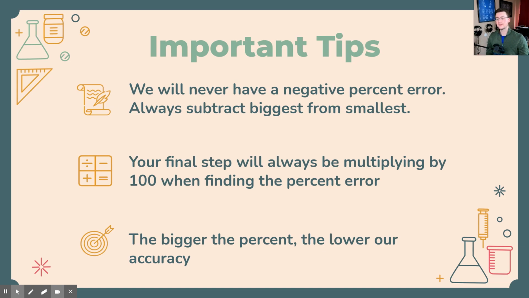The bigger the percent, the lower our accuracy. So we've talked about accuracy. If we have a really high percent error, 80% error, that means we were very inaccurate and we almost never got the correct answer.